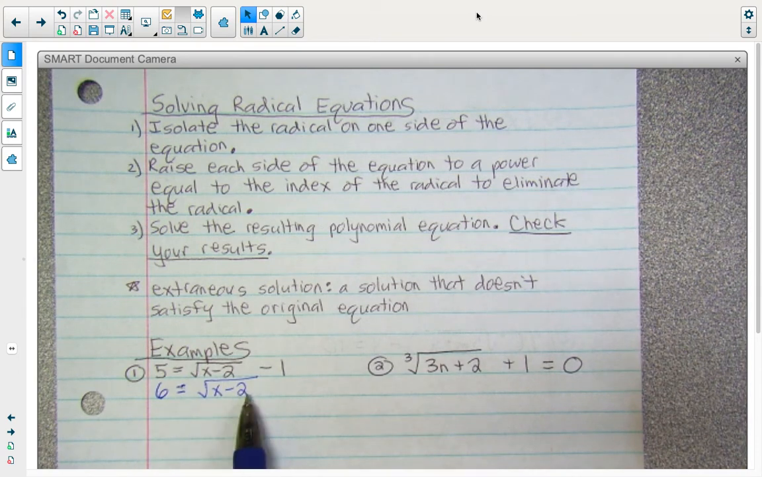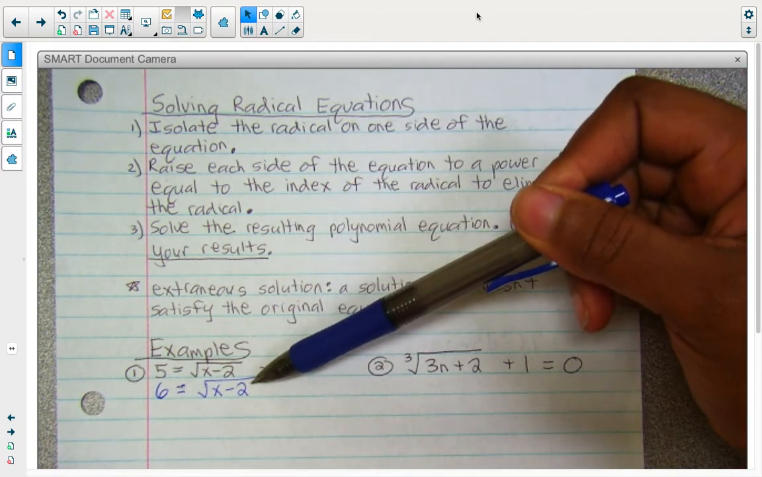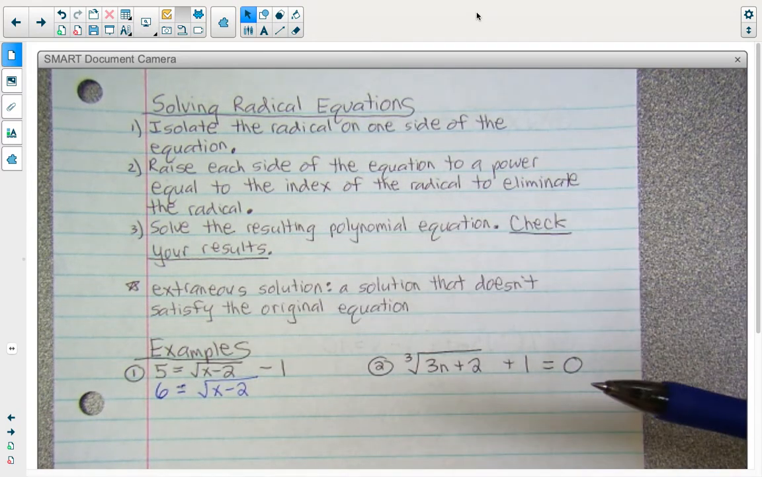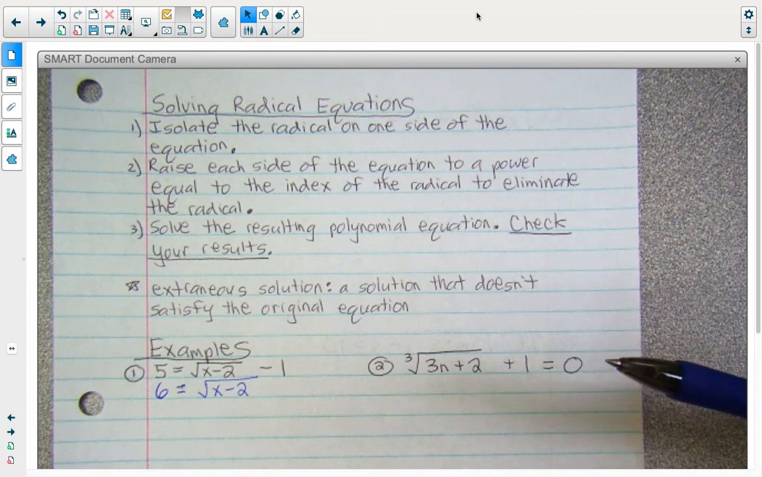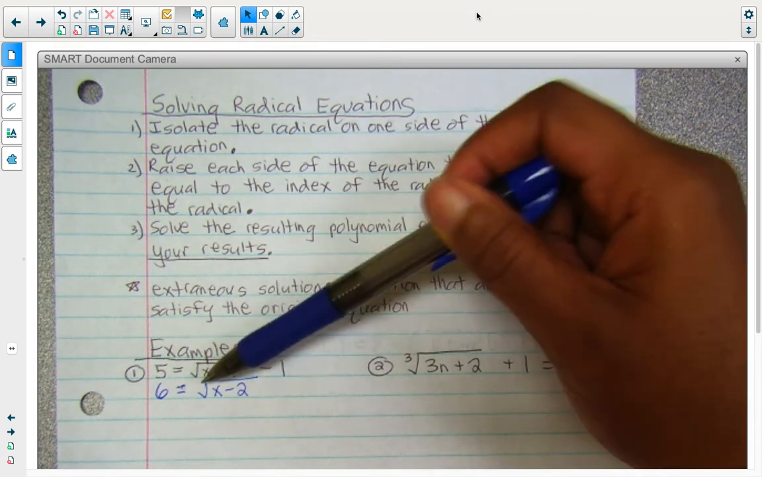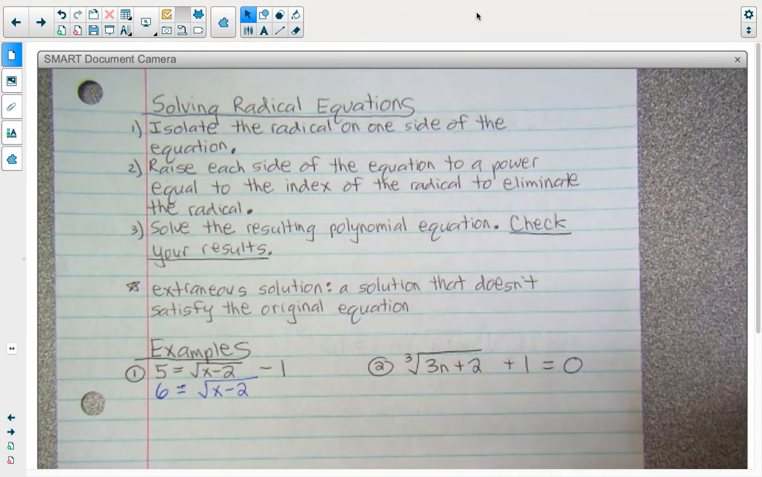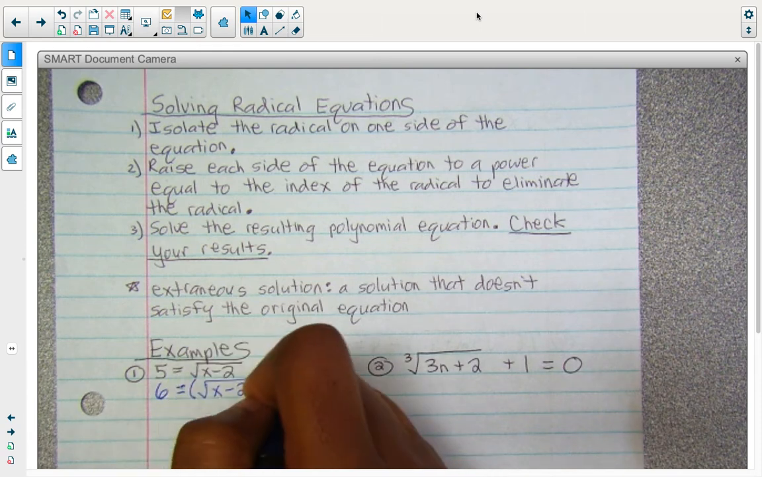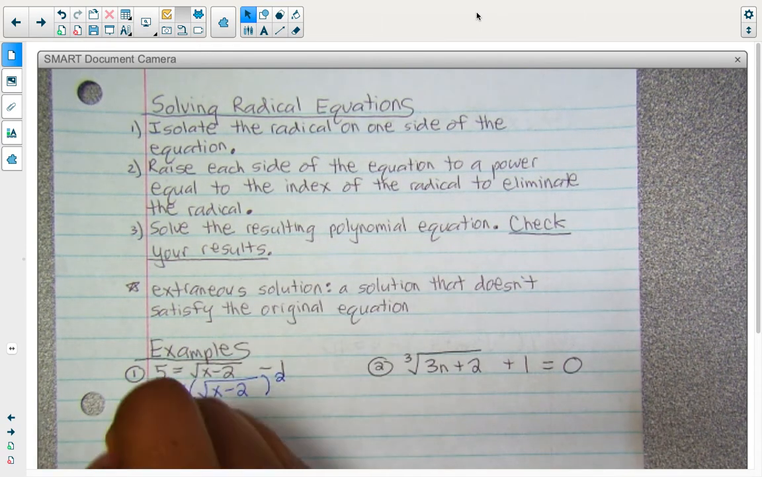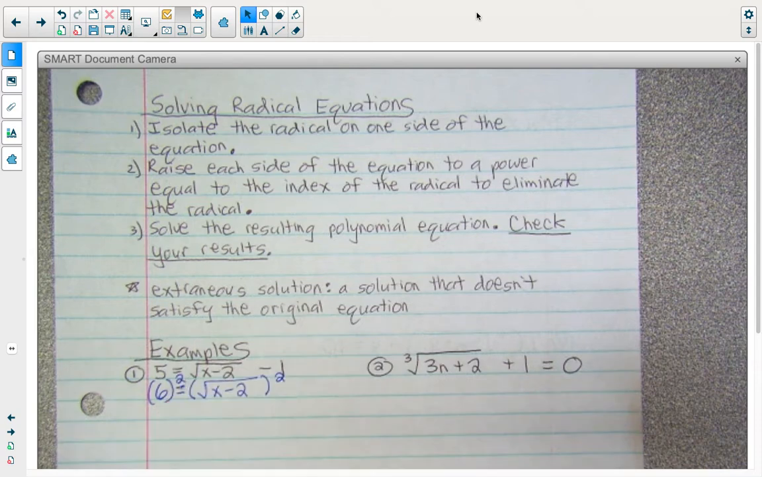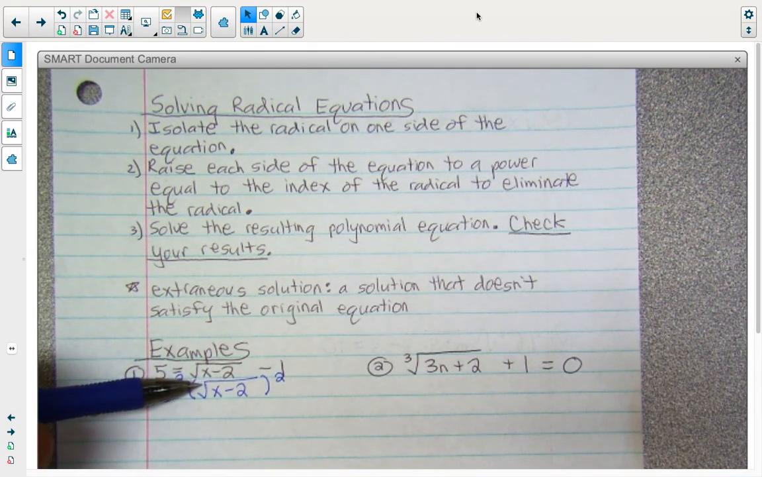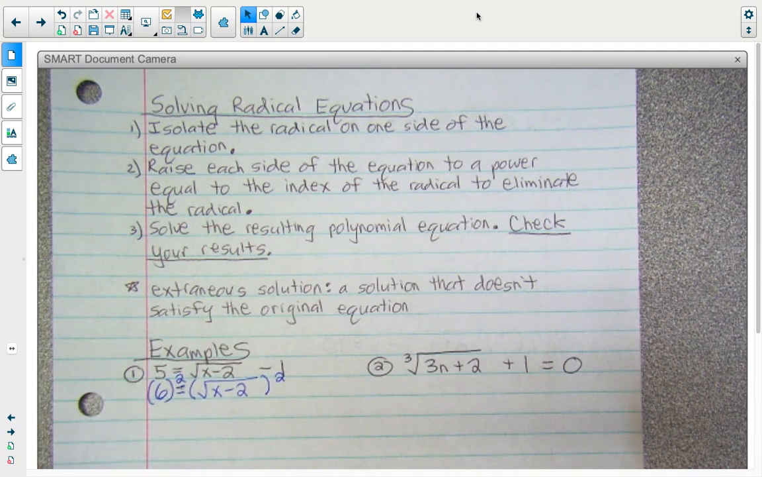Now, this actually is to the 1/2 power, because you can rewrite square roots as fractional exponents. The little number on the outside, even though we don't see it, is a 2. So we already know that the opposite of square rooting something is to square. So we're going to square both sides. But the reason we square both sides is because my index on the outside is the number 2. So you raise the problem to what's equal to the index so that it cancels itself out.